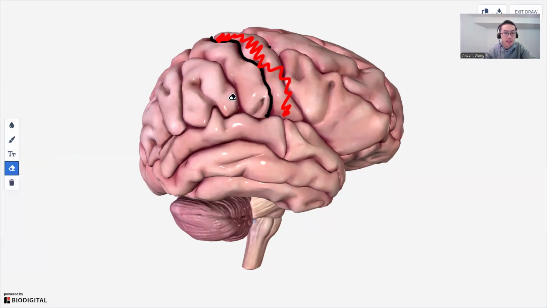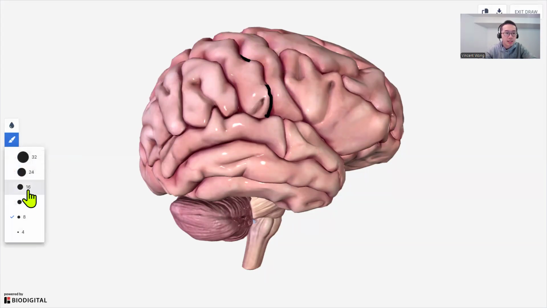actually, I should erase that. Doesn't show up exactly the way I want it to be. Okay, so in front of the central sulcus is going to be your, there we go, primary motor cortex. This is where you're going to have voluntary control of your body. But remember, the right half of the brain controls the left half of the body, right?